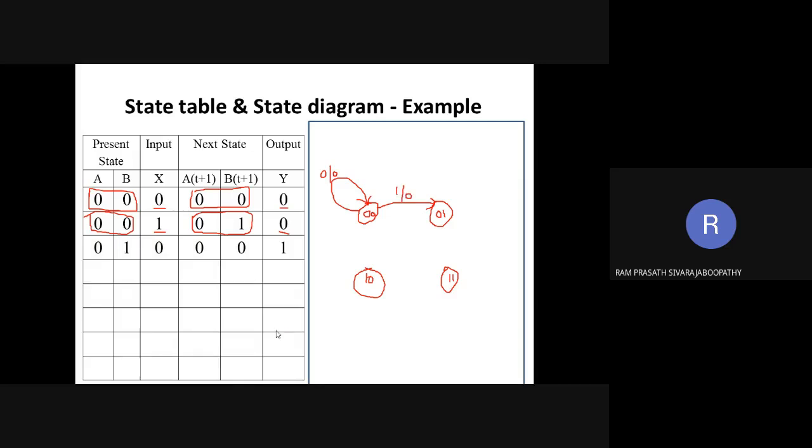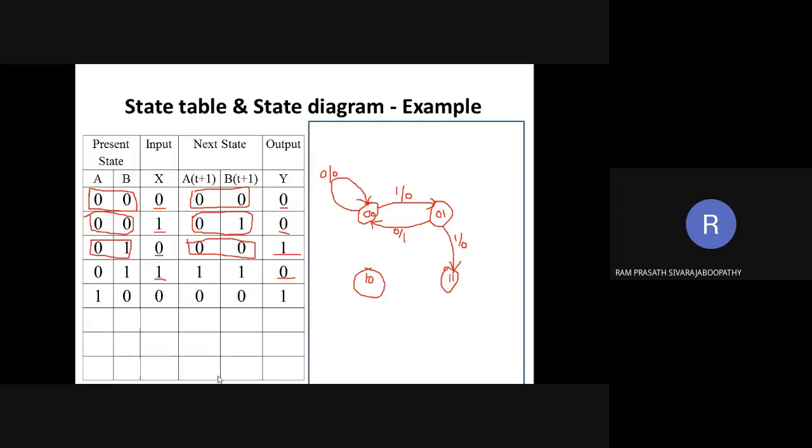For the next case, 0 1 is the present state and 0 0 is the next state. So 0 1 is here, and from here it goes to state 0 0. What about the input and output? 0 by 1. Next combination: from 0 1 it is moving to 1 1. What about the input and output? 1 by 0. Fine.